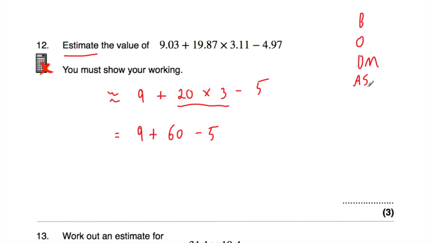Now we've just got additions and subtractions, and when you just have additions and subtractions, you just work from left to right. So let's work this out. 9 plus 60 is equal to 69. Take away 5 would be 64. So our estimate is 64.